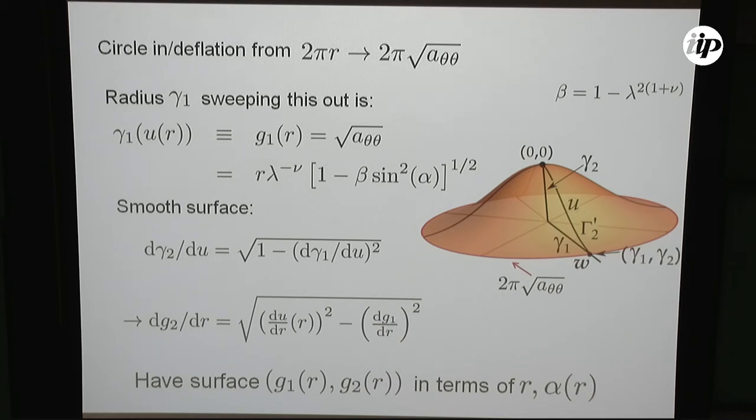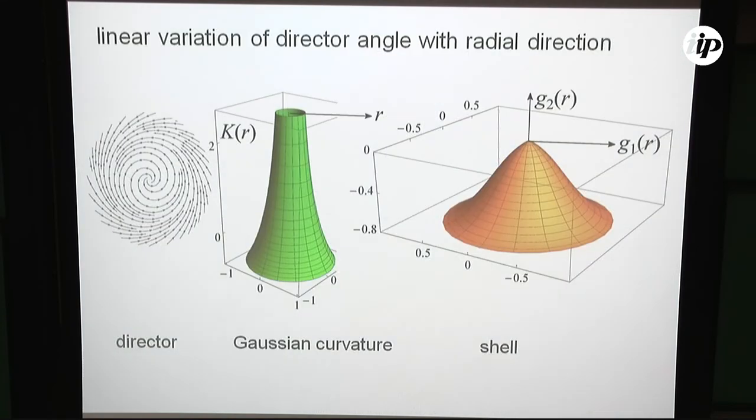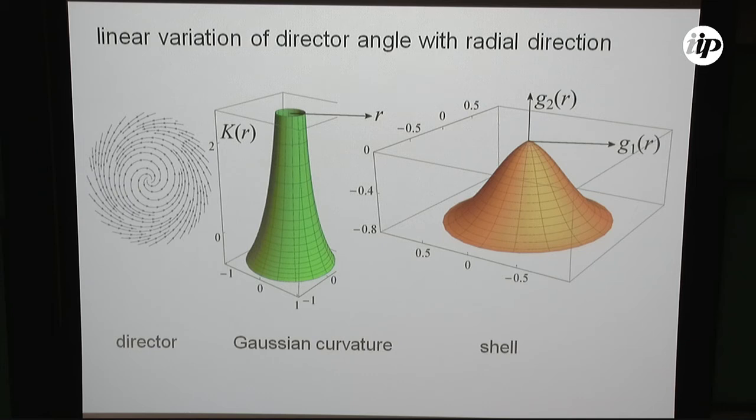So I've now solved this problem in some formal sense, and so these are the solutions which are cones for logarithmic spirals, and I showed you this before, and this is where I definitely am not circularly symmetric, and I'm not saying anything about that in this lecture. And here, if I have a linear variation of director with radial position, which is what this is, then I can get the Gaussian curvature simply enough, and then I have this shell that I've calculated the shape of.